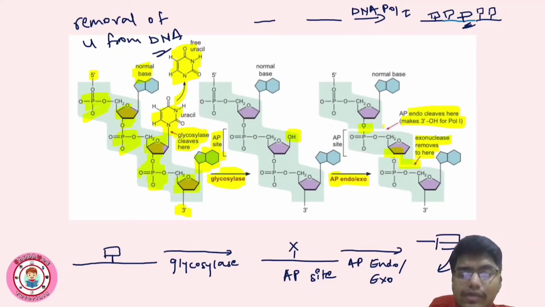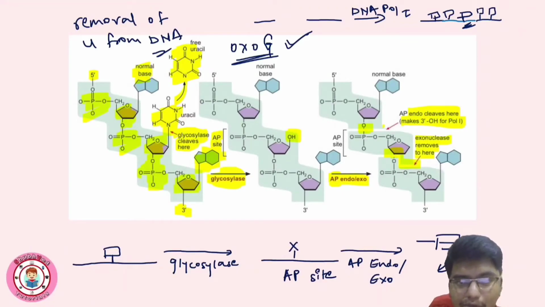Right. Also, the other type of damage repaired by base excision repair is oxo-G. Oxo-G is the oxidation product of guanine, which is very harmful, so this has to be removed. The same glycosylase, which is specific for this oxo-G, will come and remove it. Then AP endonuclease will come, break the backbone of DNA, and then it will be repaired by DNA polymerase 1 in the eukaryotes.